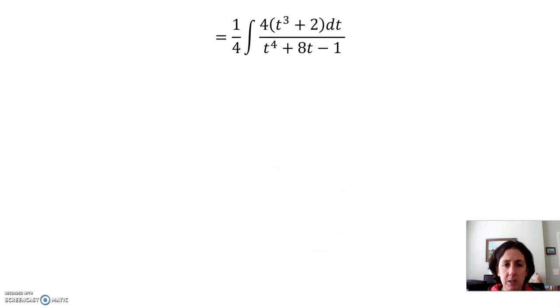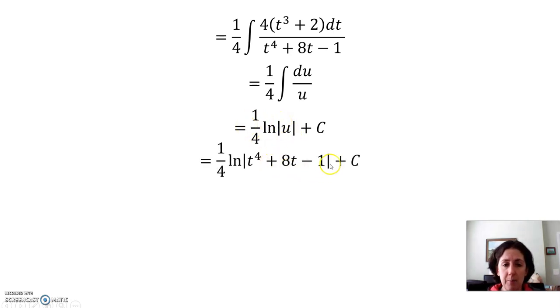So we can play that substitution game where we have this equal to 1/4 times the integral of du over u. That is something that we can easily integrate. We know that the antiderivative of du over u would be the natural log of the absolute value of u plus c. And then that 1/4 is a coefficient that will carry through. Remember, we were integrating with respect to t, so we'll have to replace that back with t, and we have that the integral that we started with turns out to be 1/4 the natural log of the absolute value of t to the fourth plus 8t minus 1 plus c.